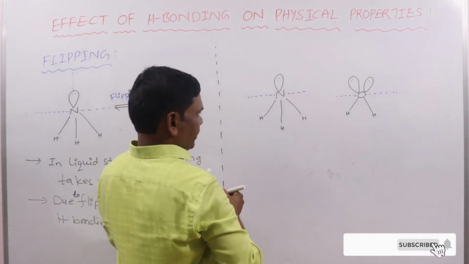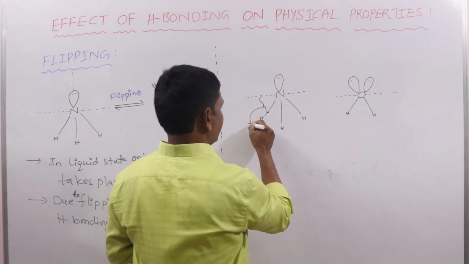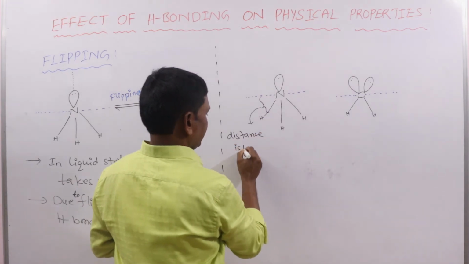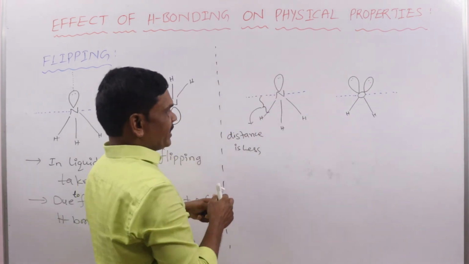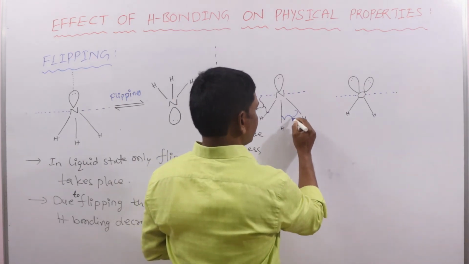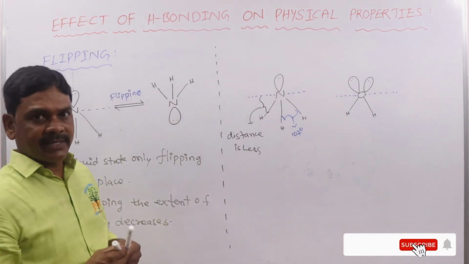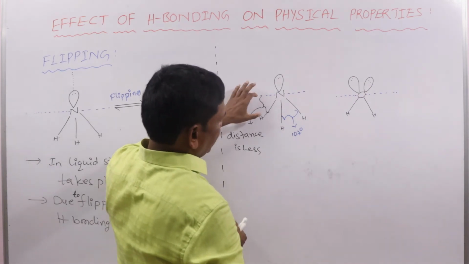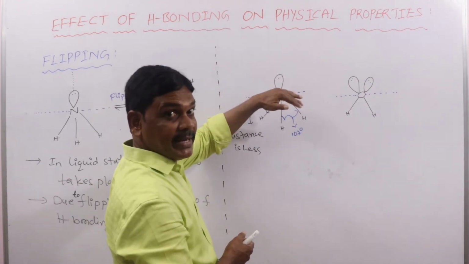Now here, between these two, the distance is less, so flipping can easily take place. Because the distance is less, and the bond angle is nearly 107 degrees. The bond angle is nearly 107 degrees. So the hydrogen atoms are very near to this plane, and flipping easily takes place.